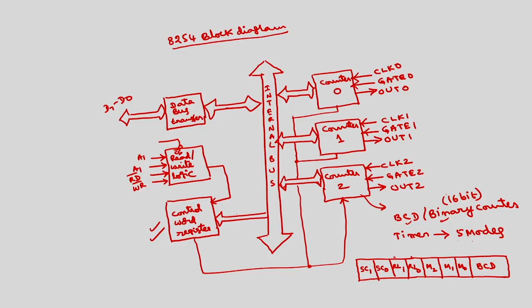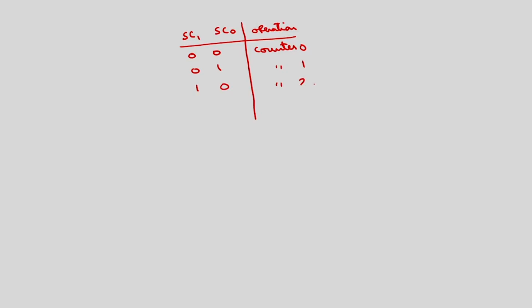Now the functions of these bits. The MSB 2 bits SC1, SC0, as the name implies, select counter operation. 0 0 means counter 0 will be selected, 0 1 means counter 1 will be selected, 1 0 means counter 2 will be selected, 1 1 is illegal. These are about the first 2 bits.